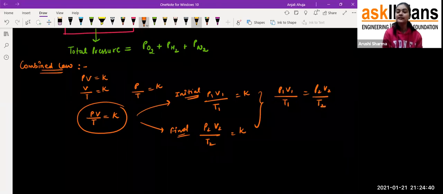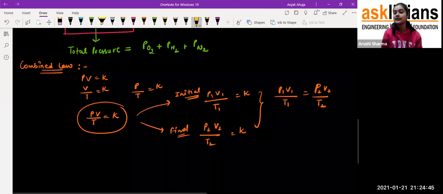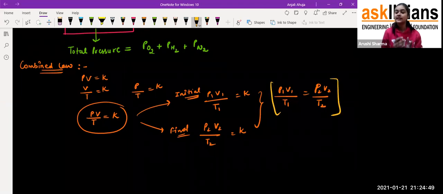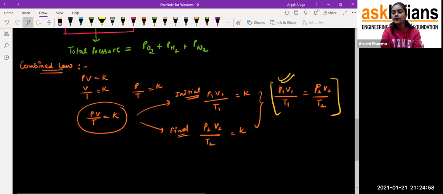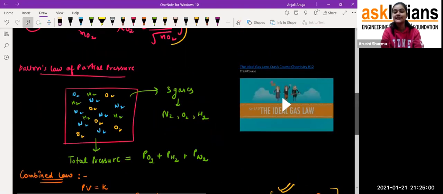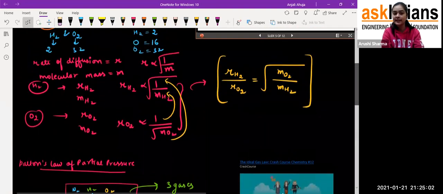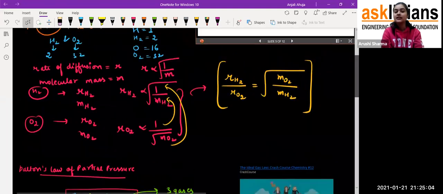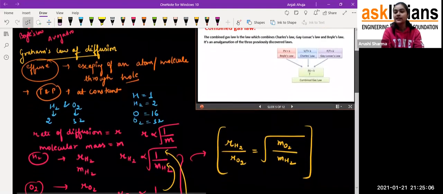Student, in the previous session I was planning to tell you this, but then I thought that when the combined law came, I would explain it. So that's how we combine these three laws, and from this we get one equation, and that's how we can use this formula in solving numericals as well. Fine. I hope you all are getting these points. So these are the three laws which we have discussed right now: Graham's law of diffusion, Dalton's law of partial pressure, and the combined law.